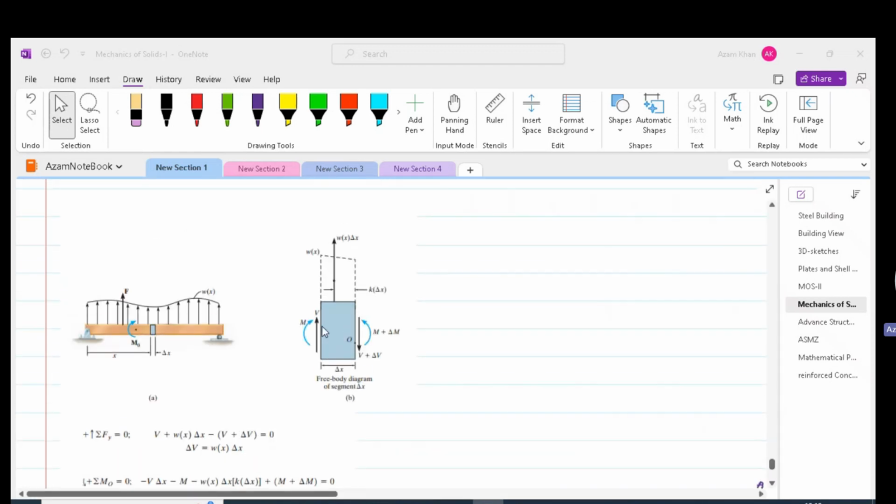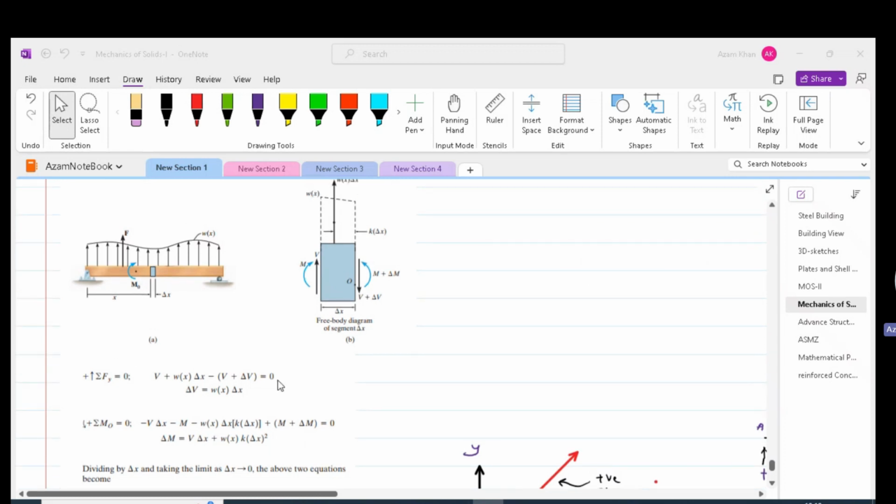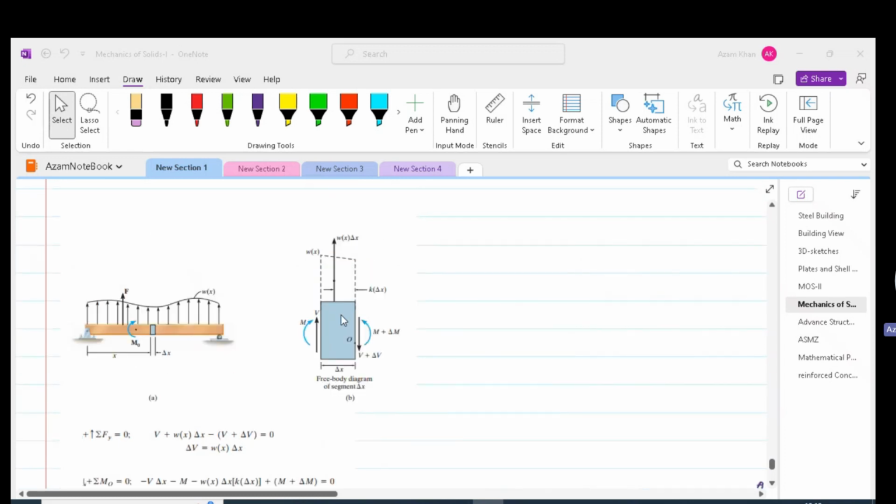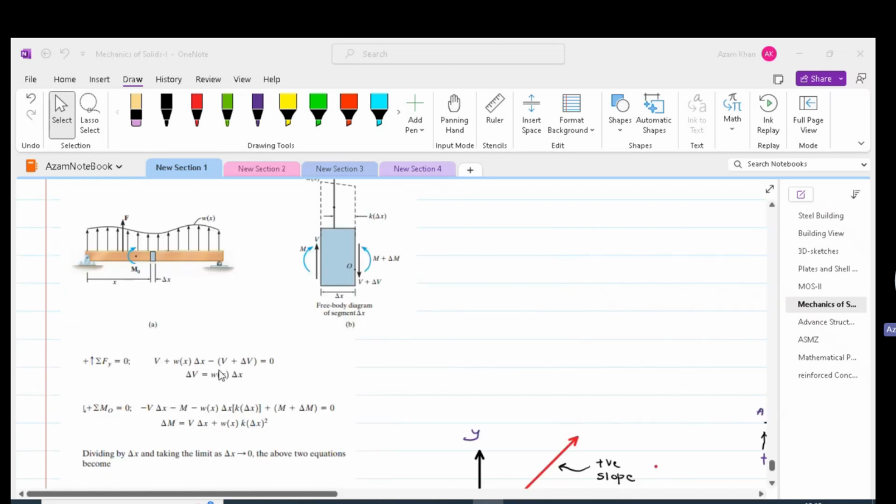So we will have V applied up, which is positive because our load in upward direction is taken as positive, plus W of x times delta x, which will give us the magnitude of the varying load, minus V plus delta V. The last term is negative because shear is facing down, or the load is facing down. V will get cancelled and we will get delta V equal to W of x times delta x.